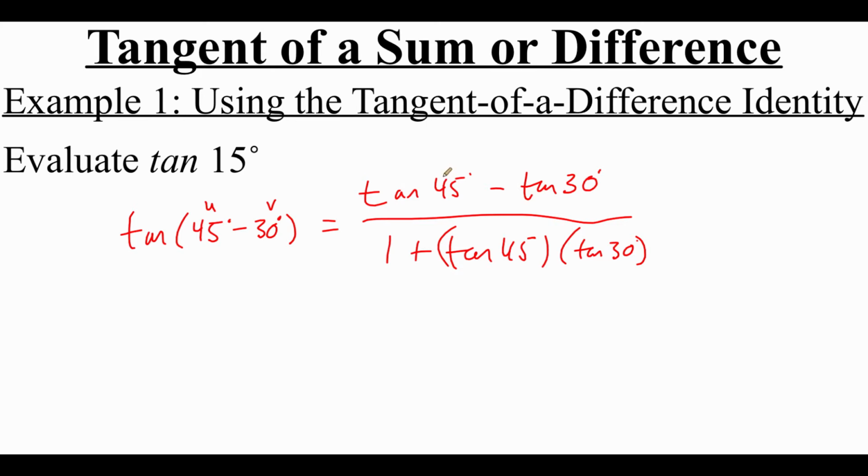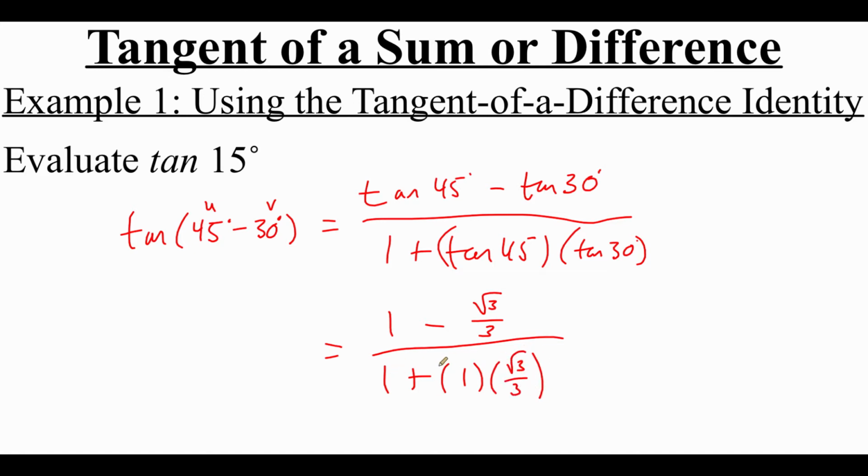Now remember, as we're looking at our unit circle, doing the tangent of 45 degrees, we're going to take the y value divided by the x value. So the tangent of 45 should be 1 minus, now when you do the tangent of 30, we're going to end up getting root 3 over 3, over 1 plus, we already said the tangent of 45 was 1, and we already said the tangent of 30 was root 3 over 3.